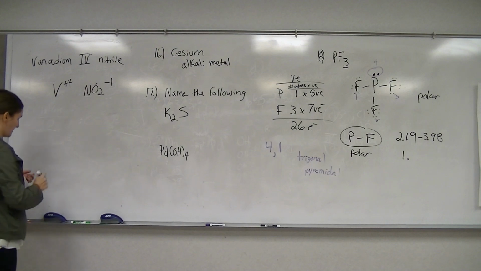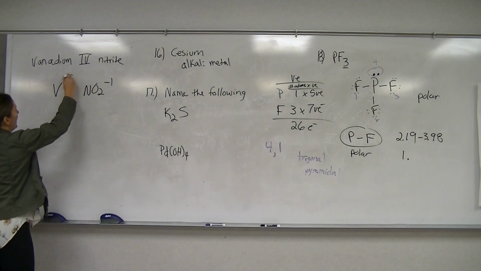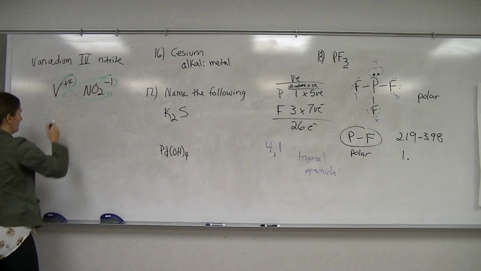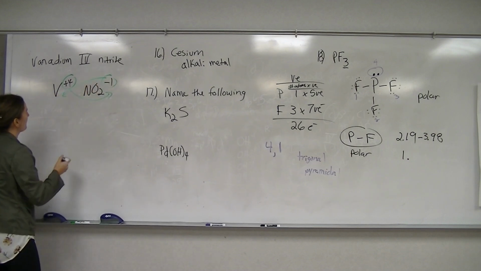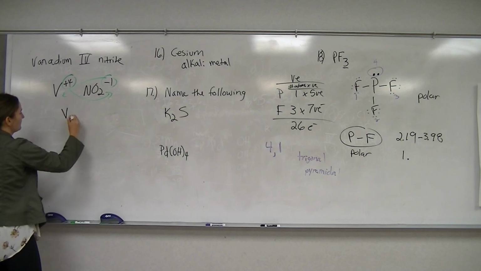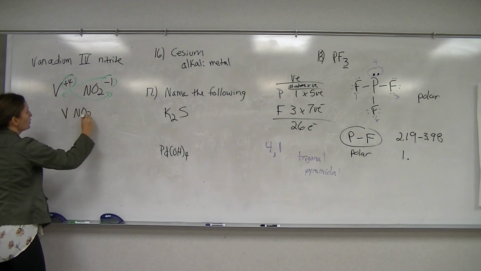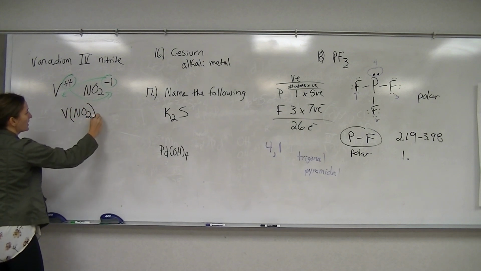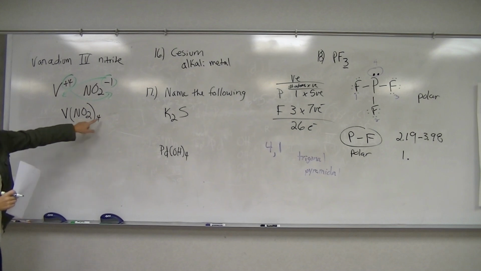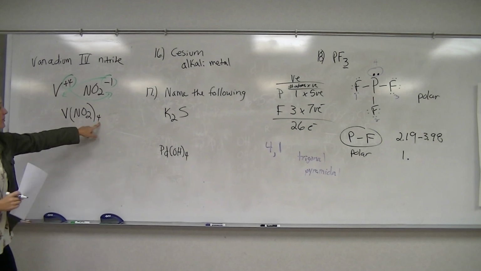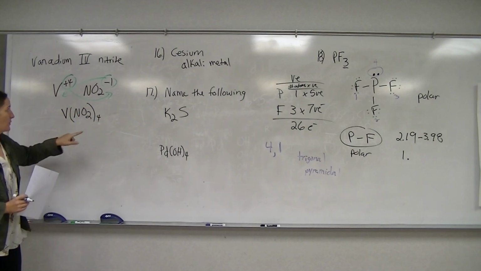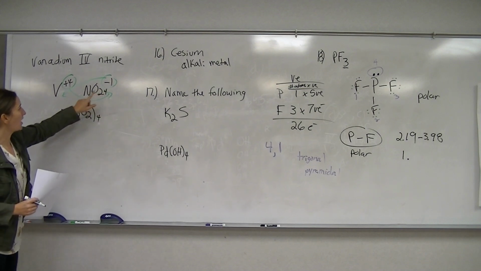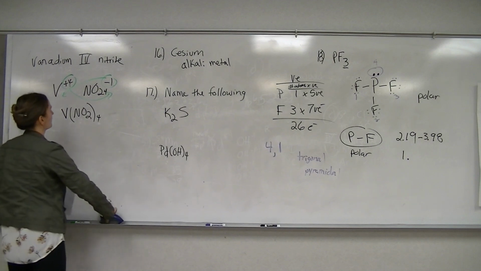So doing the crisscross method would tell me I need 4 nitrites and 1 vanadium. So that would give me vanadium and then NO2. And I just said I needed 4 of them, right? But since it's a polyatomic, make sure you put parentheses and then the 4 on the outside of the parentheses. Because what we're saying here is we need 4 NO2s. If we forget the parentheses, it's going to look like we have 24 oxygens, and we don't want that. Okay?